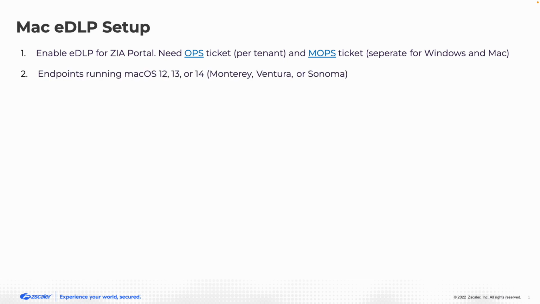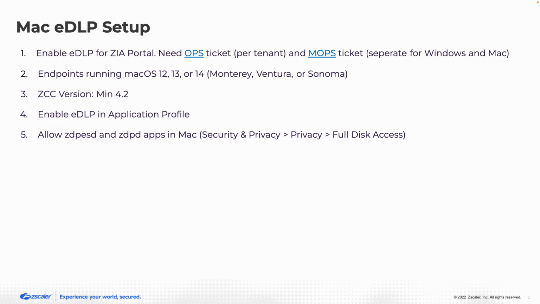The endpoint support is available for Mac OS 12.x, 13.x, and 14.x, which are these Mac OS platforms. Then the minimum Zscaler version that is required to test endpoint DLP is 4.2, and then in the application profile you need to enable the endpoint DLP.